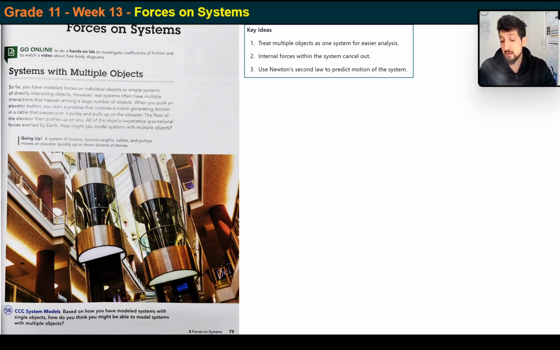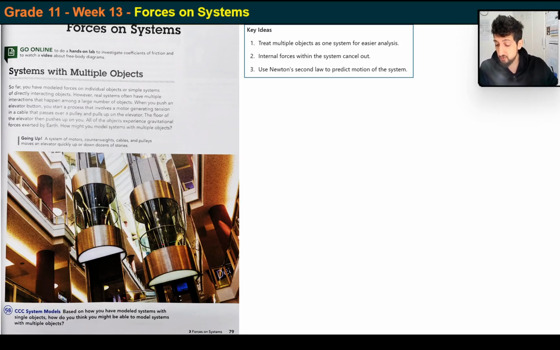Use Newton's second law to predict motion of the system. Yes, we'll be using a lot of Newton's second law, which is force equals mass times acceleration. So hopefully you're familiar with Newton's three laws, being the law of inertia, the law of mass and acceleration, force, mass, and acceleration, and of course the law of equal and opposite reactions. That is another one that we'll be using quite a bit of.